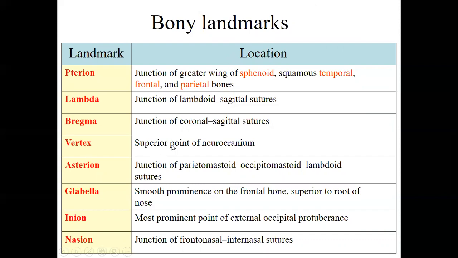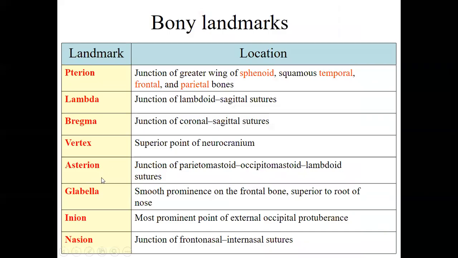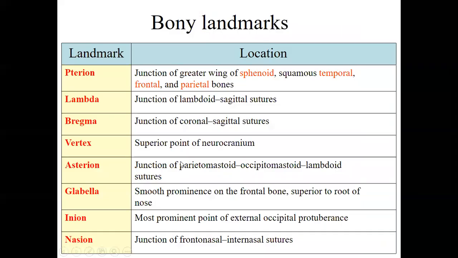And then the vertex is a superior point of the neurocranium. Okay, this is the vertex, the most superior point of the neurocranium. Okay, and then the asterion. Okay, the asterion, this is the asterion.